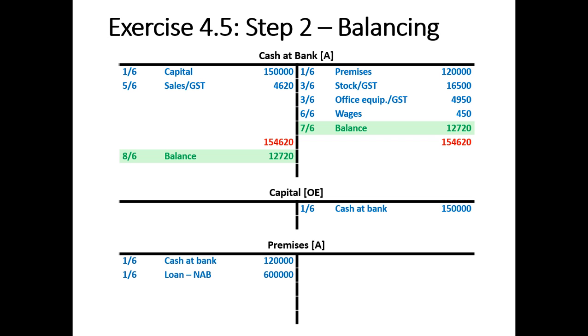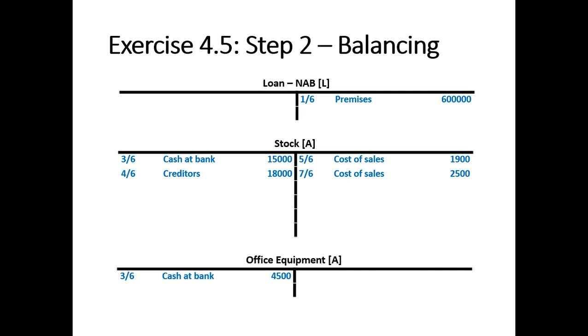Premises, even though all entries are on one side, there is more than one entry, so to be thorough, we're going to balance that, and obviously the balance is 720,000. The loan won't need to be balanced.